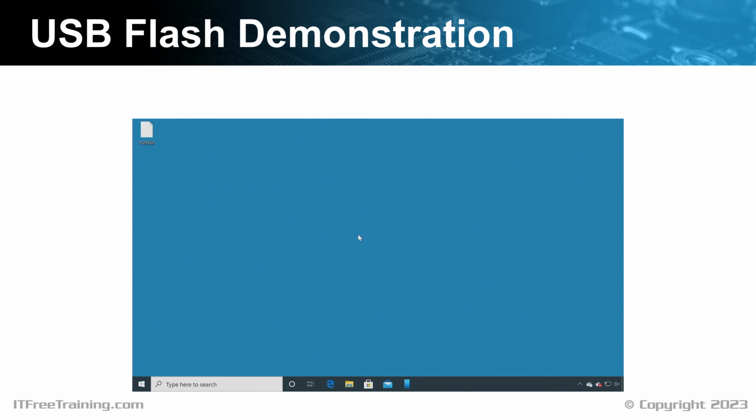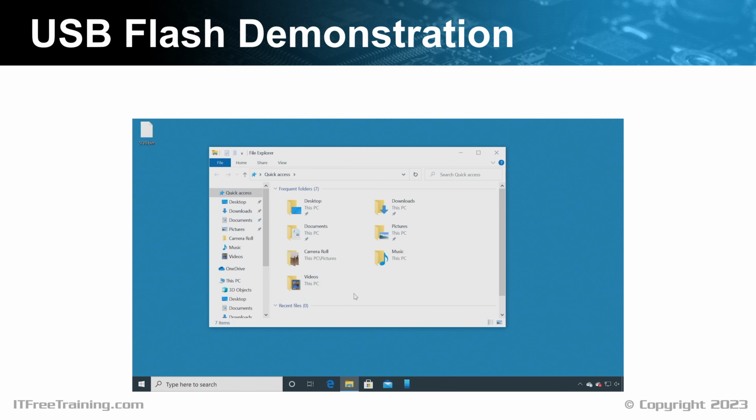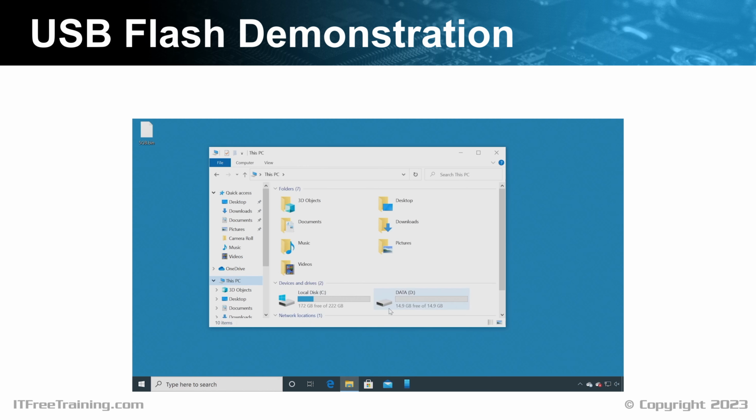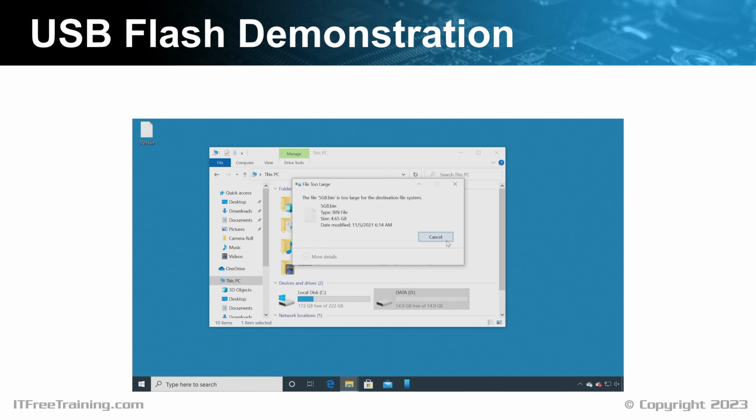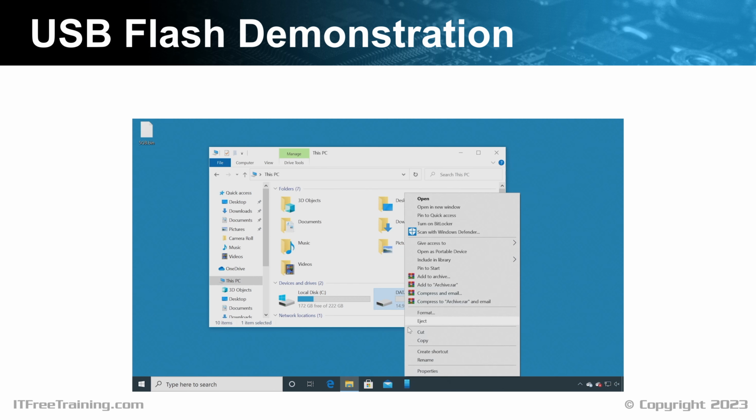On my Windows 10 computer, I will open Windows Explorer and select my USB flash drive. In this case, the USB flash drive is brand new and has not been used yet. I have a 5 GB file on my desktop that I will attempt to copy onto the USB flash drive. Notice that I get an error message saying that the file is too large. I will now go to the USB flash drive, right-click on it, and select Properties.